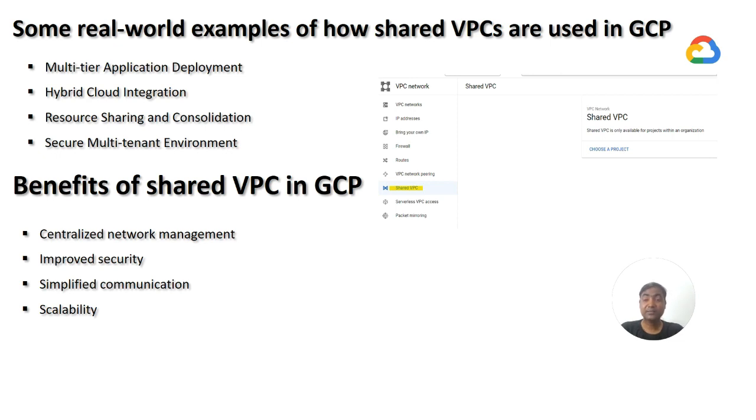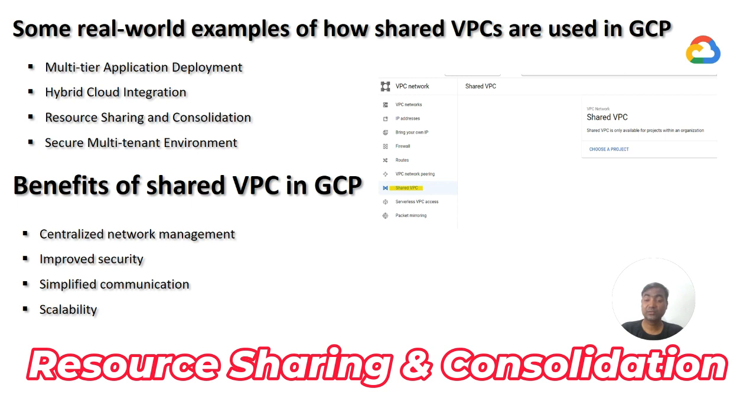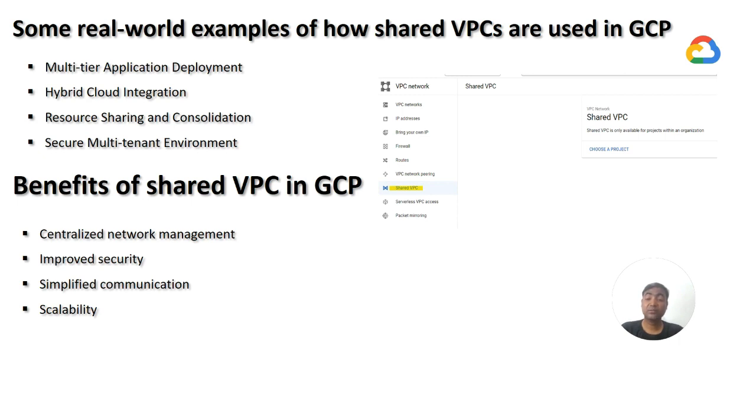For another example, guys, resource sharing and consolidation. Suppose you have a common resource like a database or load balancer used across multiple projects. Shared VPC allows you to create and manage these resources within the host project and then share them with connected service projects. This eliminates redundancy, reduces overall cost, and simplifies resource management, as you only need to maintain and update the resources in one central location.